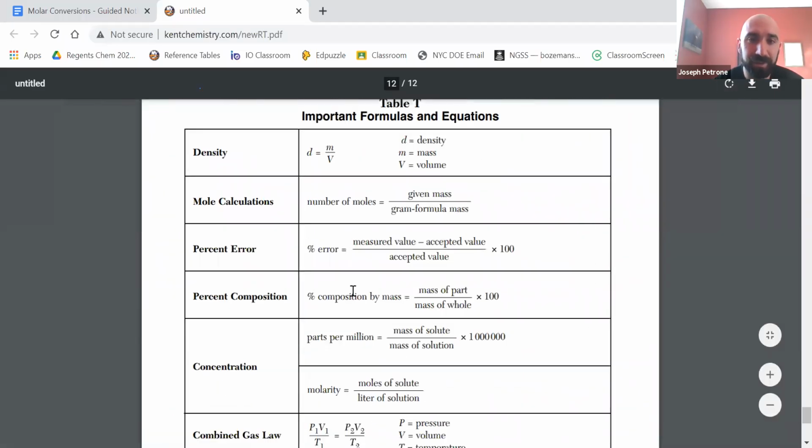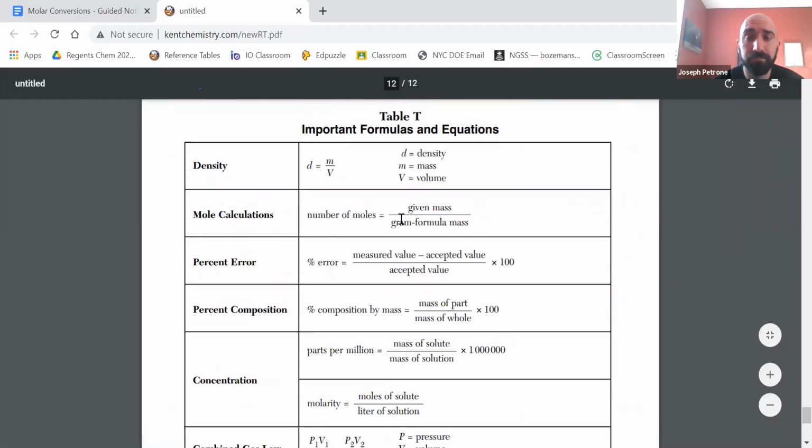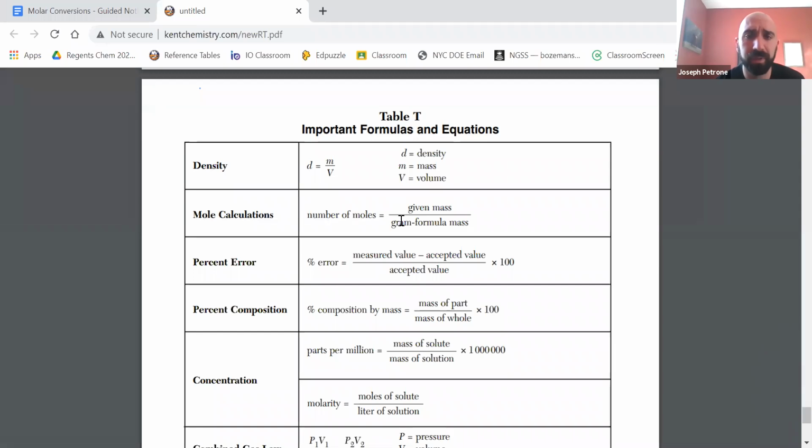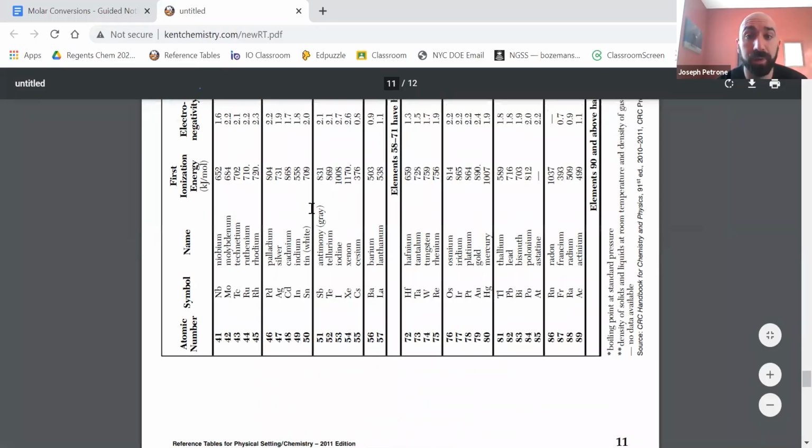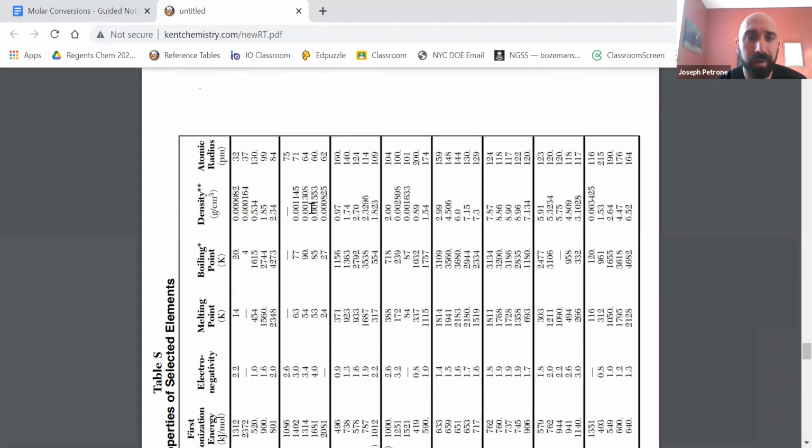It's the second row down here, mole calculations. So number of moles equals the given mass over the gram formula mass. So gram formula mass is just another name for molar mass. There's a few synonyms that you should just be familiar with. But let's jump back. So actually, I'm going to scroll back up to the periodic table. We're going to go back to that in a minute.